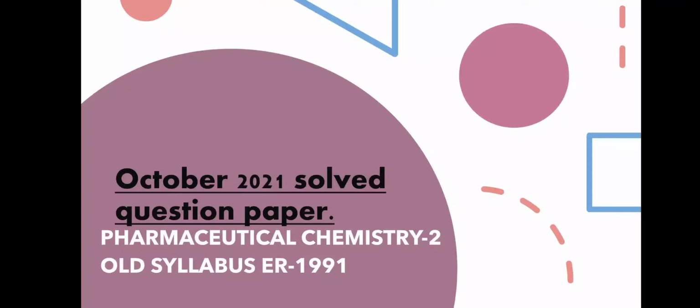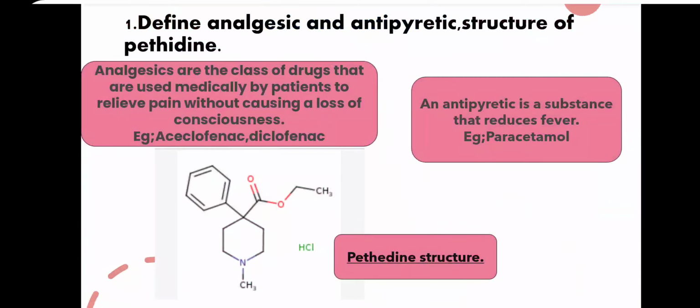Yes, let's today solve the October 2021 question paper. Important question paper of Pharmaceutical Chemistry 2, that is our old syllabus 1991. Okay, let's start with some of the important questions and answers.